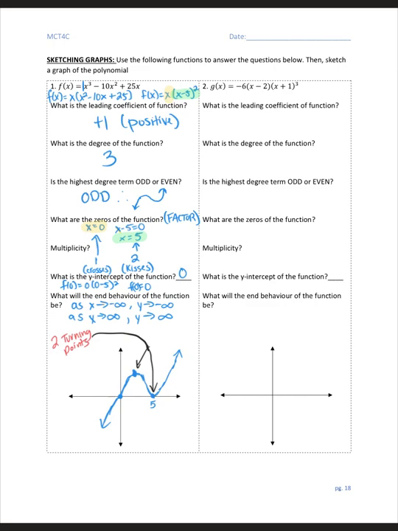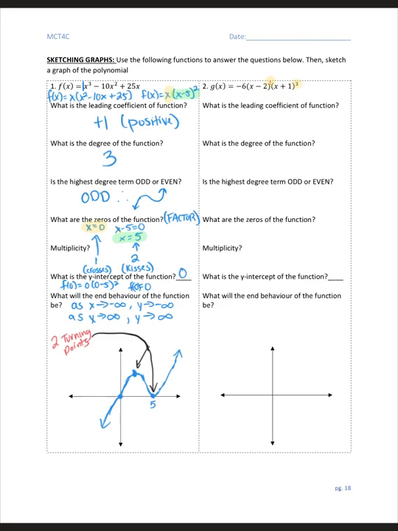So our next function is g of x equals negative 6 times x minus 2 times x plus 1 to the power of 3. Pay attention to those multiplicities so you can think about what's happening with our zeros right at the beginning. So we have this x minus 2 has a power of 1, so really that's just a multiplicity of 1 on that 0, but our x plus 1 has a multiplicity of 3, so that's going to look different on the graph. But let's see what we can identify in factored form.